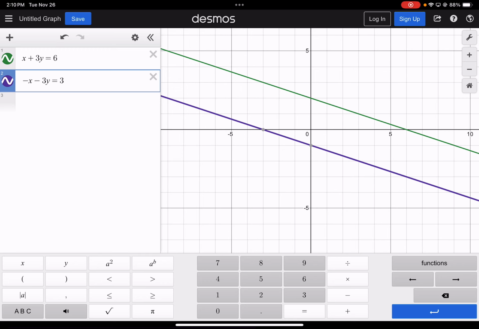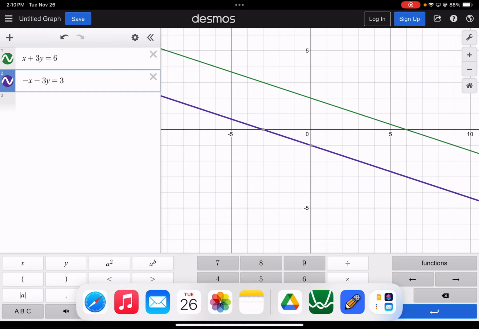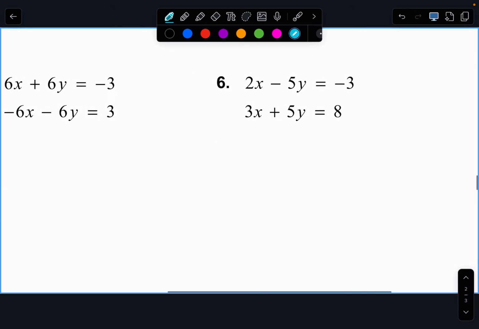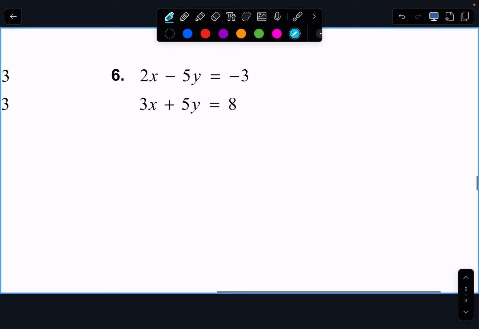We have 2 lines that are parallel. They're never going to intersect, which is why we got no solution. 0 doesn't equal 9. All right, now let's look at number 6.